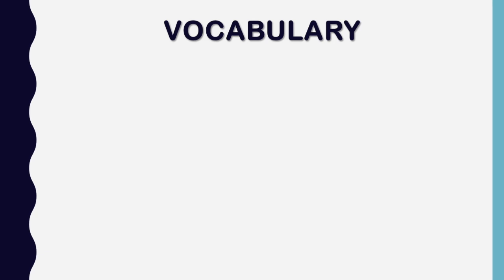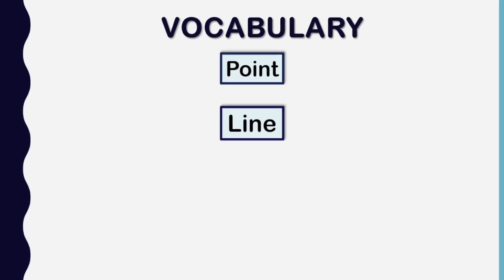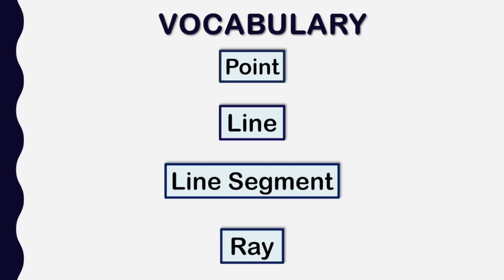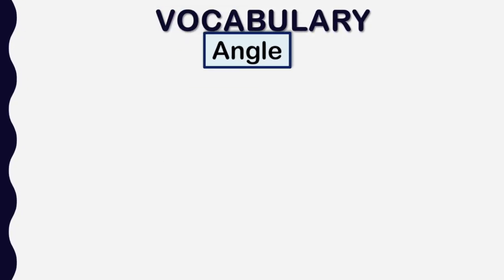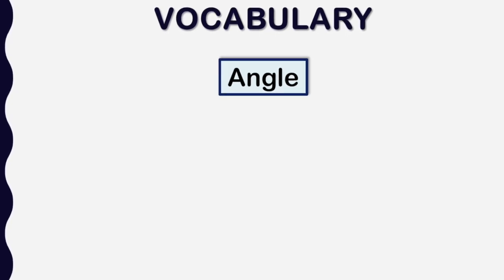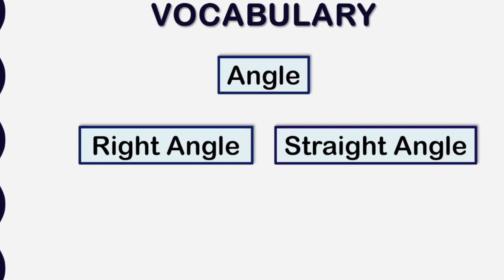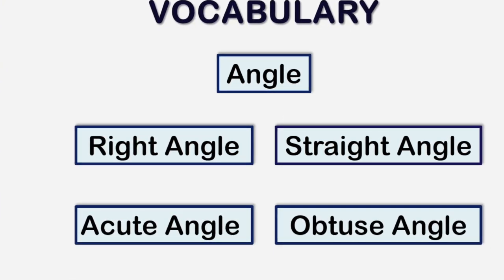The vocabulary we'll be talking about in this lesson are point, line, line segment, ray, angle, and the 4 types of angles: right angles, straight angles, acute angles, and obtuse angles.